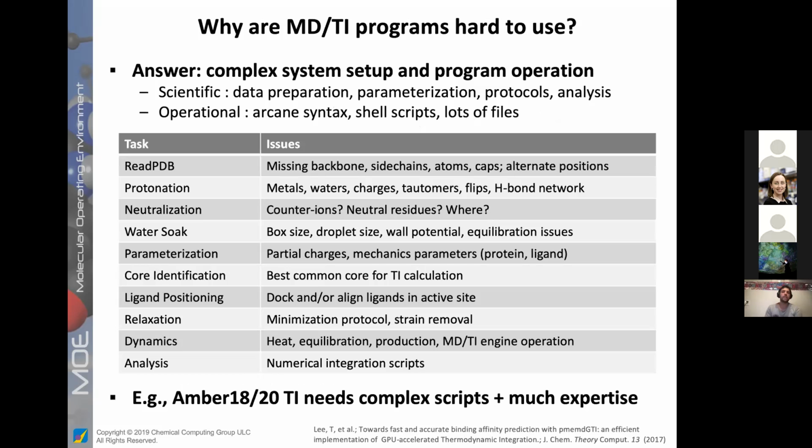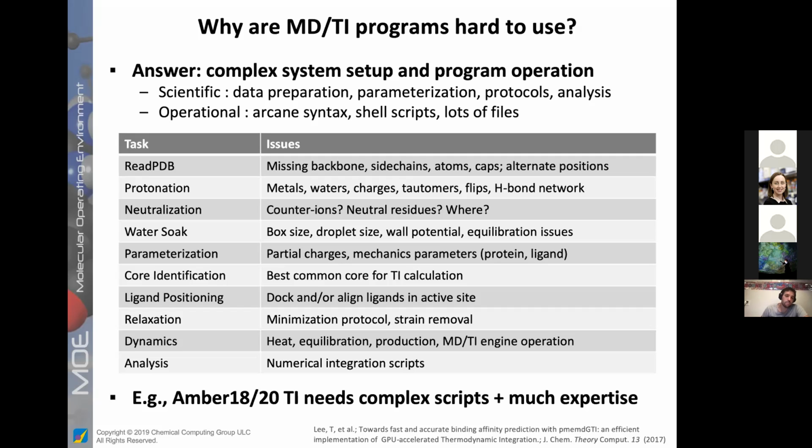So why is not everybody using free energy calculation in the industry? Because it's hard. We really need to go through a lot of steps and use a lot of arcane syntax and shell scripts to run a single TI transformation. We need to read the PDB file, protonate the system, create parameters for the ligands and for the protein, identify the core, do the ligand placement, and then set up each individual simulation for the lambda windows, run it, and then analyze it. So there's a lot of expertise which is necessary.